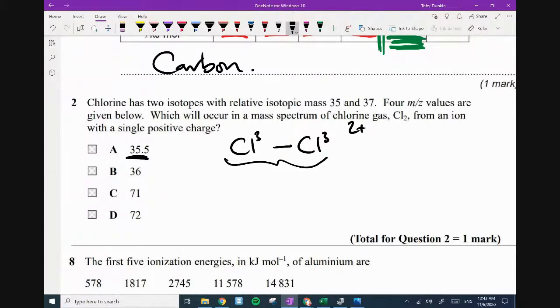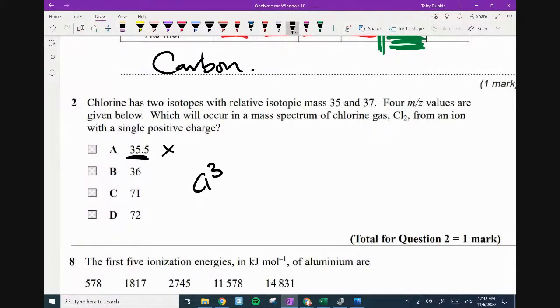What a nightmare that is. Isn't that entertaining? Even with a +2 value, you can't get it, because it's always going to come up as even numbers. You can get 36. You can't get 35.5. That's impossible. I can get 36, because if I had 35 bonded to a 37, I've just been doing this.